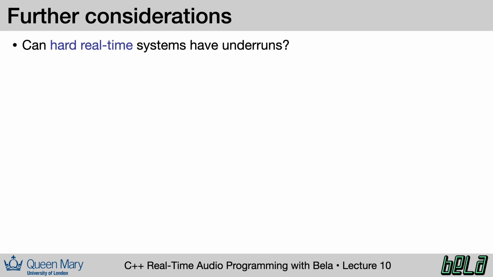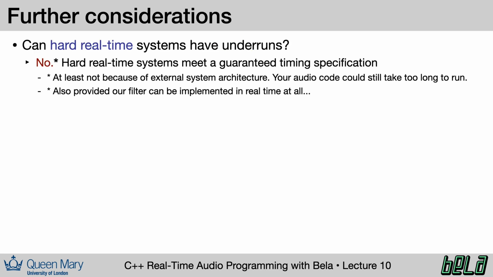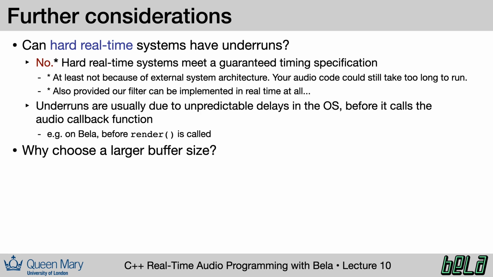A few further considerations about underruns. Hard real-time systems like Bela should not generate underruns, at least not because of what else is running on the board. Your audio code could always be too slow to run in real time, and then you'd end up with an underrun, but the system architecture of a hard real-time system should be able to guarantee you some level of responsiveness. On non-hard real-time systems, underruns usually have to do with unpredictable delays in the operating system because of other processes running on the computer. In this case, the question is why should we choose a larger buffer size?